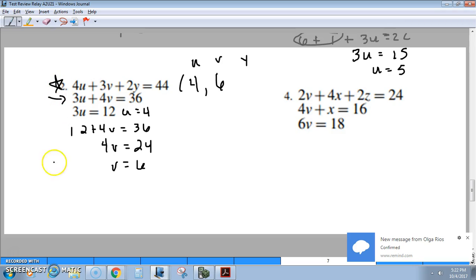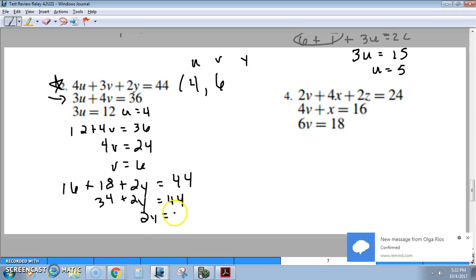Okay, so let's redo this. 4 times U is really 4 times 4, which is 16, plus 3 times V is really 3 times 6, which is 18, plus 2Y, I still don't know what Y is, equals 44. 16 and 18 is, let's see, 34. So 34 plus 2y equals 44. So 2y equals 10. So y equals 5. Okay, there we go.